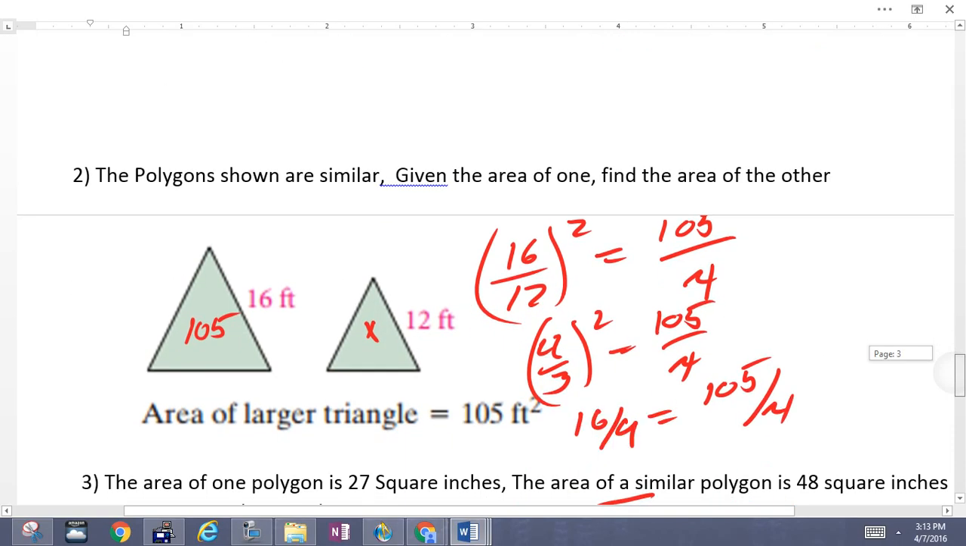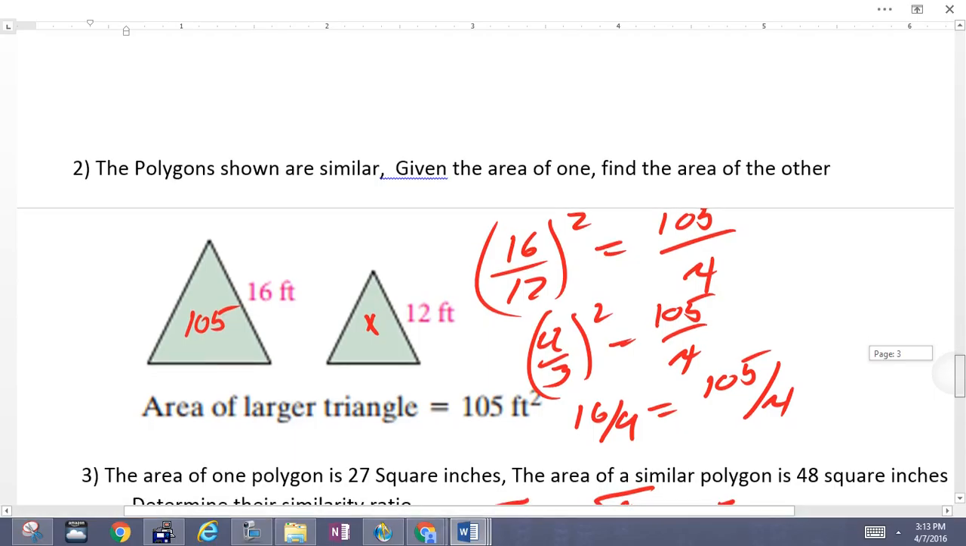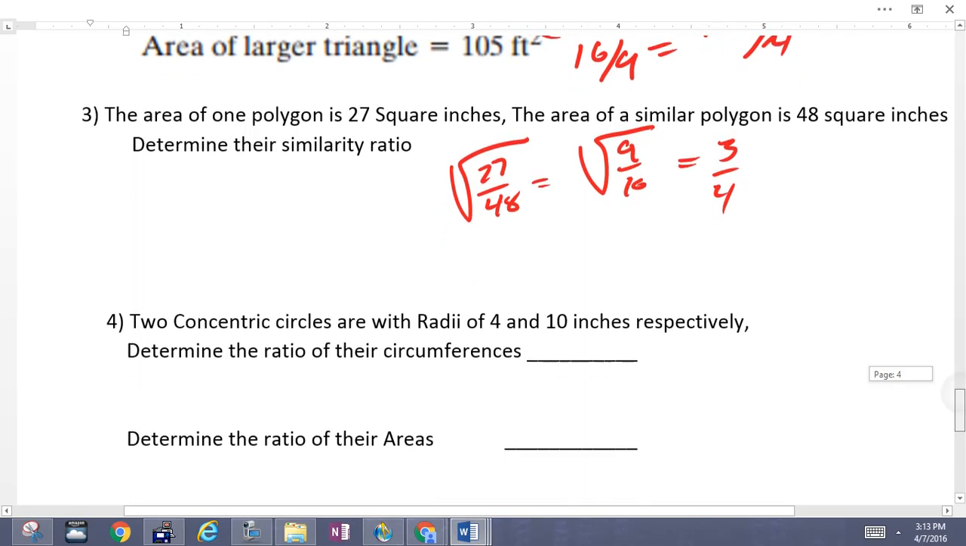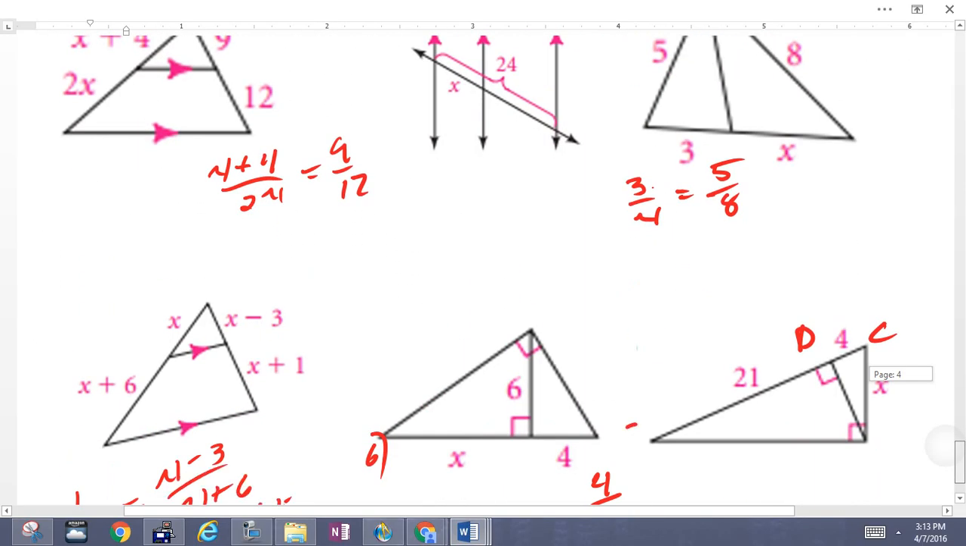Okay. Working backwards, if the polygons here are similar, then their areas are in the square of the ratio of the sides. Okay. The sides, large to small, are 16 to 12. Of course, that reduces to 4 to 3. So their areas are in a 4 to 3 squared ratio, 16 to 9, which is equal to 105 over the unknown. Cross multiplying, find it. Okay. Same thing here with these.